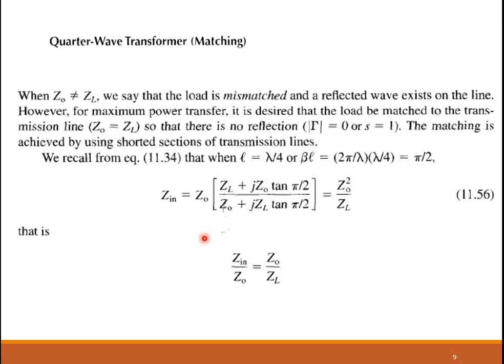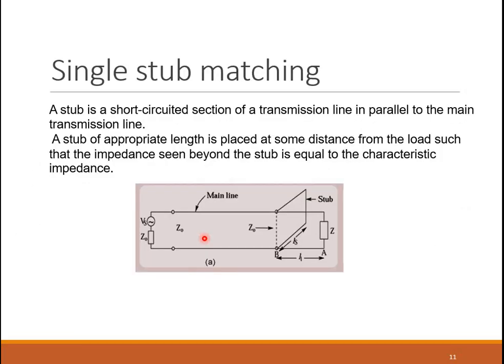Now, one small drawback of a quarter wave transformation is that it is a narrow band. It is suitable only for a narrow band. That is only for a desired frequency or a desired wavelength, this impedance matching can be achieved. So in order to overcome that drawback, we use another method. This is the second method, which is called the single stub matching method to achieve impedance matching.